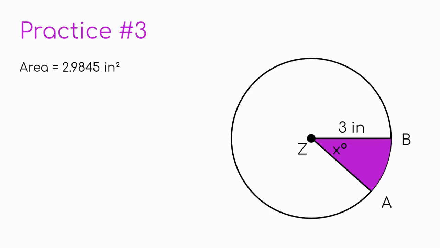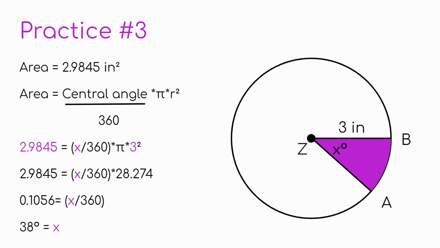And then our last practice problem. So go ahead and pause the video. Try to solve for the central angle of this circle. All right, so you should have written down your formula, plugged in what you know. So you should have gotten 2.9854 equals x divided by 360 times pi times 3 squared. Combine pi times 3 squared, you get 28.274. Divide both sides by 28.274. Then multiply both sides by 360. Our angle is 38 degrees.